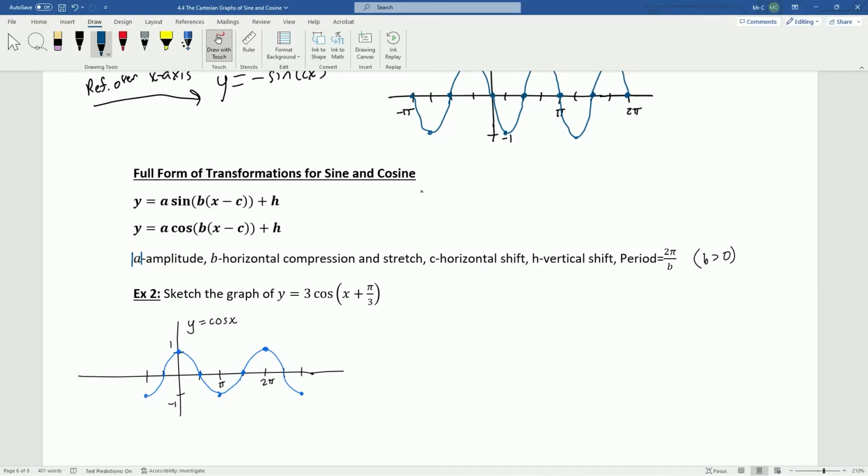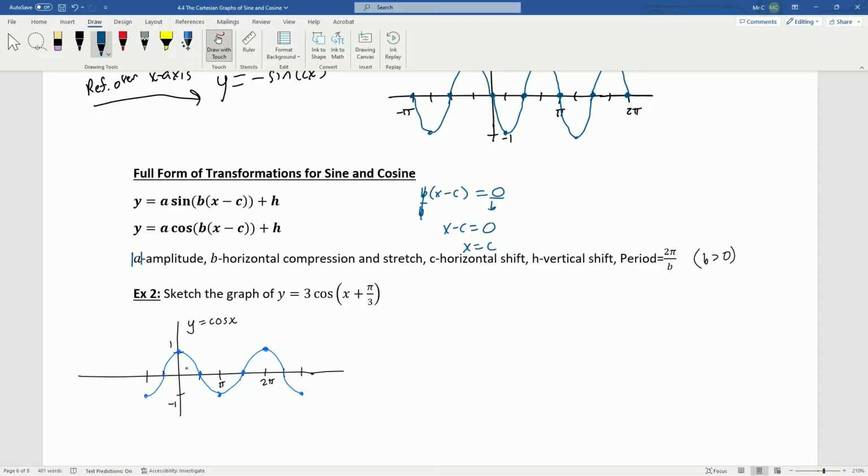And that should make sense, because if I take B times x minus C, set it equal to 0 and solve it, when I divide by B, I get x minus C equals 0 and x equals C. So C is the horizontal shift. H is our vertical shift as always. We're taking the old y value and adding H. And again, our period is 2 pi over B.